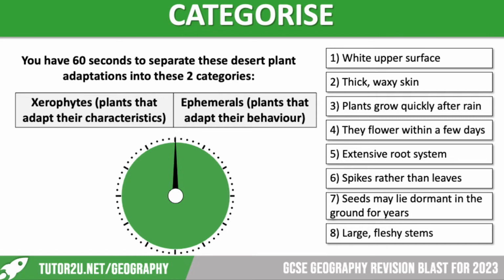So this time you've got 60 seconds to separate these desert plant adaptations into two categories. Because of the harsh environmental conditions, there's not many plants that can survive the climate. So those that do have to make various adaptations. They can either be xerophytic adaptations, which means that they adapt their characteristics, or they can be ephemeral, where they adapt their behaviour. So let's have a look. You've got 1 minute to pop these into the right category.